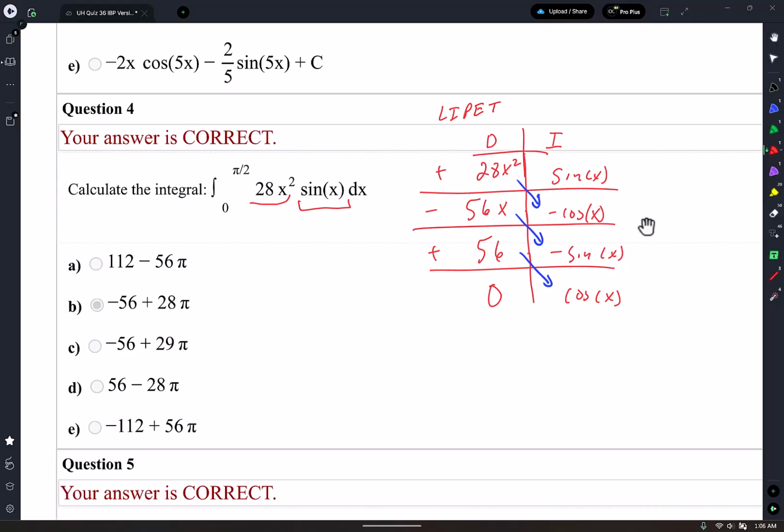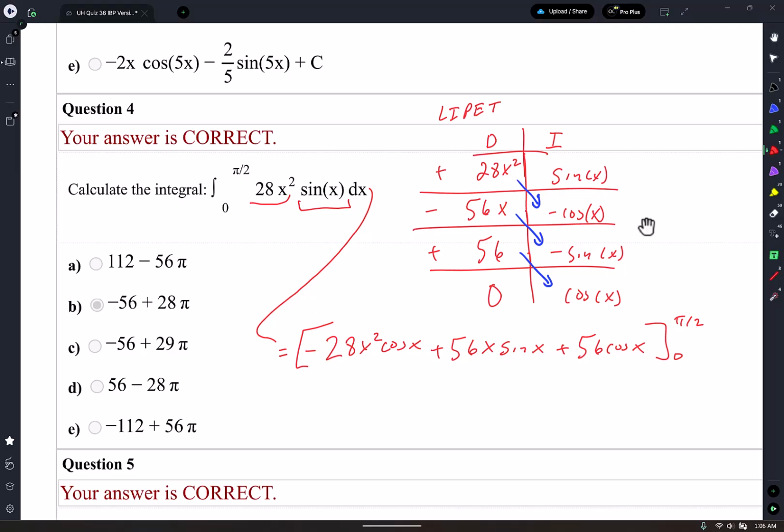So let's see. So this guy equals, I'm going to have a negative 28x squared cosine x. So that's positive times the negative. And then the next one is negative times the negative, so it's going to be a positive, plus 56x sine x. And the next one's going to be another plus. So plus 56 cosine x. And all three of these terms, upper minus lower, from 0 to pi over 2.